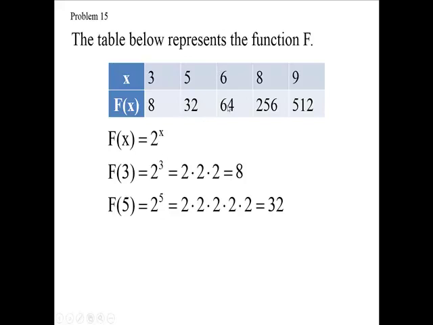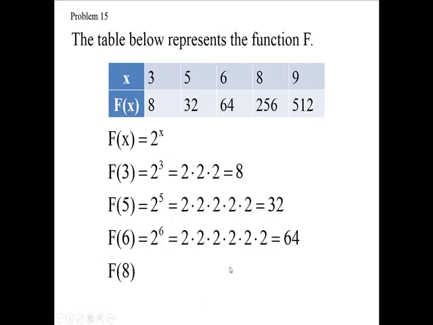Let's see what happens with f of 6. We're going to have how many 2's? 1, 2, 3, 4, 5, 6. Now, 5 of them gave me 32. f of 5 is 32. So 2 times 2 is 4, times 2 is 8, times 2 is 16, times 2 is 32. 32 times 2 is going to be 64. That's our next thing on our table. So far we're right on here.